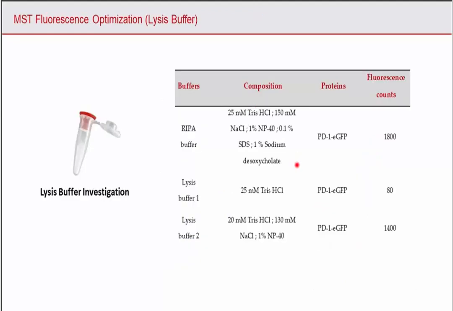So these are the fluorescent counts of PD-1 GFP protein in the presence of different lysis buffers. The RIPA buffer is providing the highest amount of fluorescent counts, which will allow the protein to be more diluted if needed. The lysis buffer 2 also provides a sufficient amount of fluorescence for a MicroScale Thermophoresis study. But as you can see, the lysis buffer 1 provides less than 100 fluorescent counts. So this is not appropriate for a thermophoresis assay.